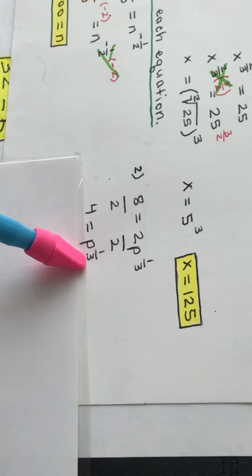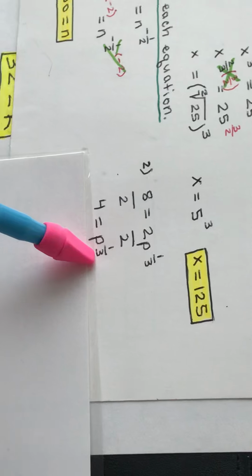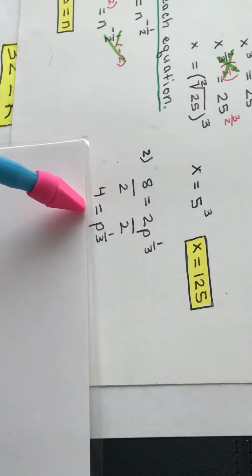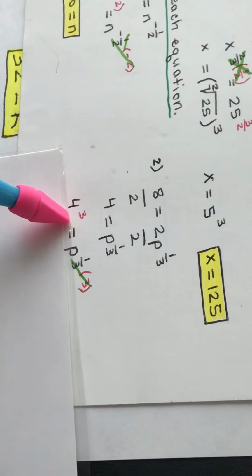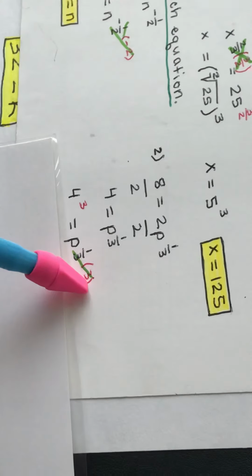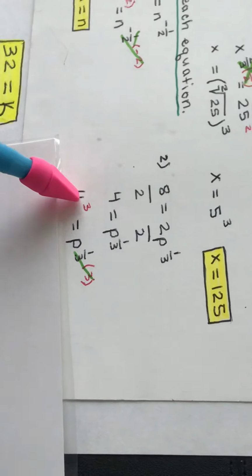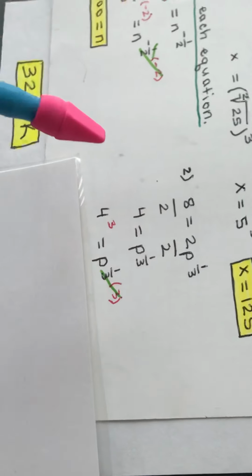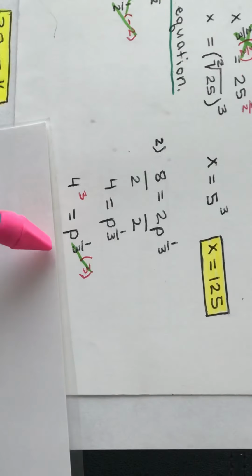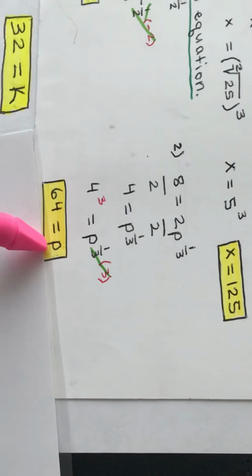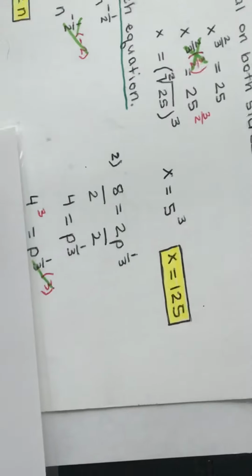Now, how do we get rid of that 1/3? Again, we do the reciprocal. The reciprocal of 1/3 is 3/1, or just 3. I'm going to put a little 3 on both sides. 1/3 and that little 3 cancel. 4 to the 3rd means 4 times 4 times 4. 4 times 4 is 16. 16 times 4 gives us 64 equals p. Okay, we're going to stop there for that video.